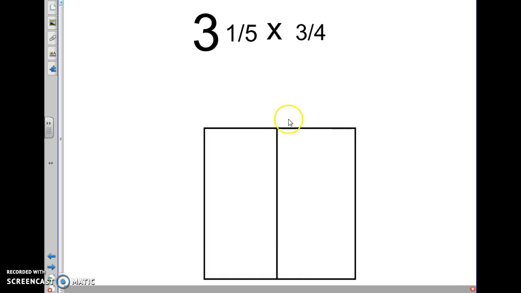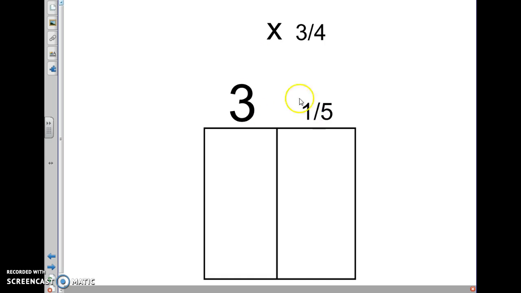So this should look pretty familiar to you. We have a square here, or a rectangle, and if we were multiplying 27 times 4, we know that 27 is made up of 20 and 7, so we broke up those place values and put the 7 over here. Well, it's the same idea, except we're separating the whole number part of a mixed number and the fractional part of a mixed number. So now we have the 3 1/5, 3 is in this column, 1/5 in this column, and then 3/4 is over here.